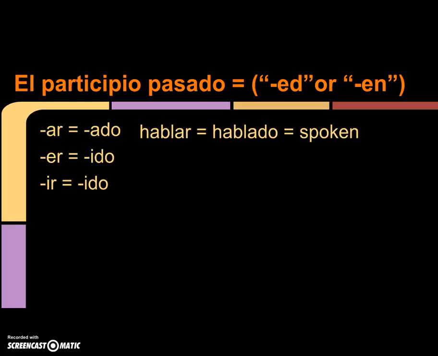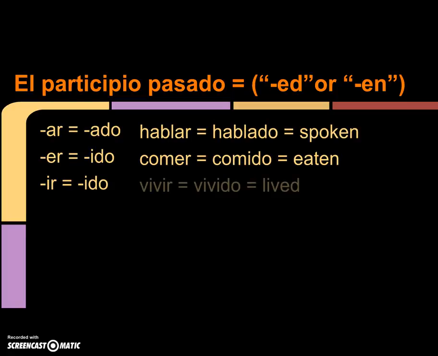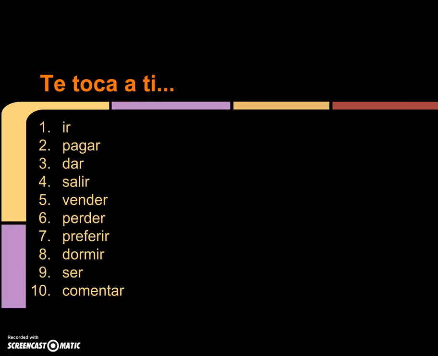That's spoken. Comer is comido, eaten. Remember, we don't say ate. You don't say "I have ate." It's "I have eaten." Okay, this is just the eaten part. We're leaving the have part for later on in the video. And then vivir is vivido, lived. So just focusing on participle formation right now.